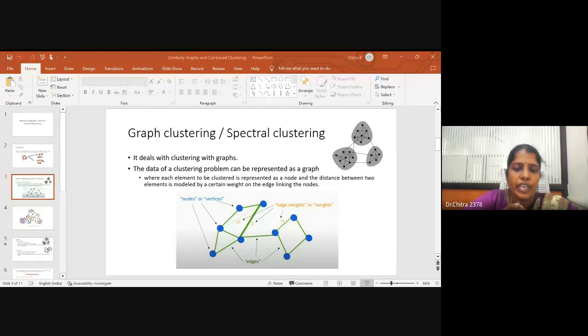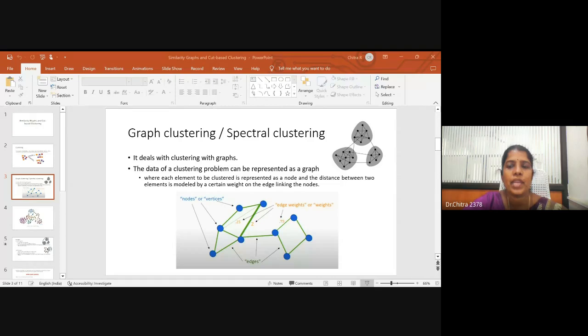Here, each and every element to be clustered is represented as a node, and the distance between the two elements is called the weight. Each and every one is called a node or vertex, and the distance between these two is known as the edge or the weight. Based on the edges or weights, they are clustered.